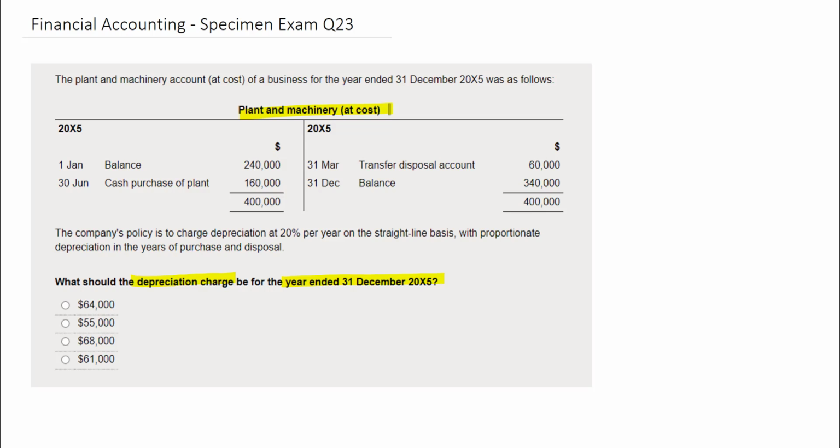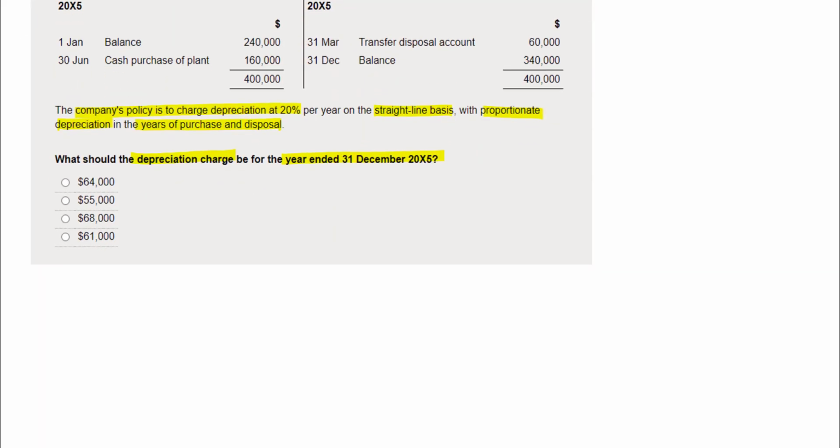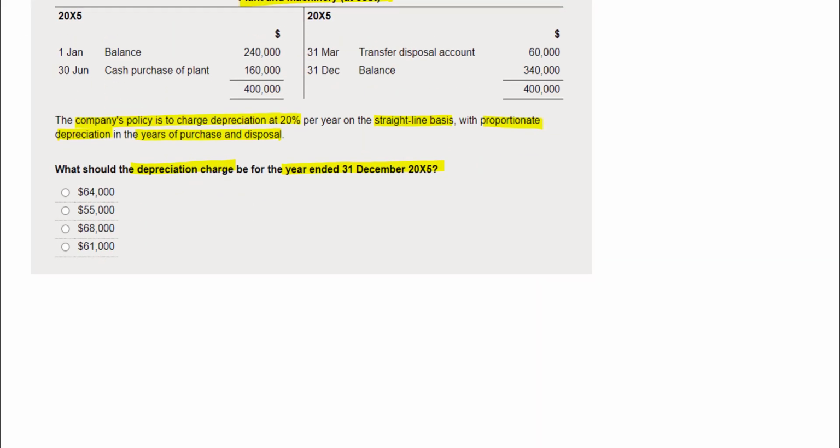We have a final sentence that reveals the company's depreciation policy, which is 20% straight line, and that's proportionate depreciation in the years of purchase and disposal. I think the best way to deal with this type of question is to firstly visualize a timeline. So let's do precisely that.